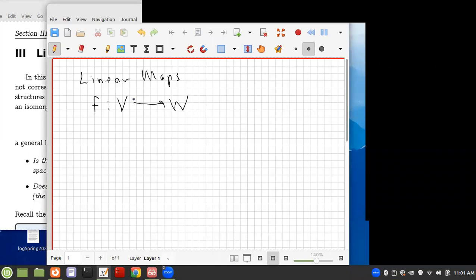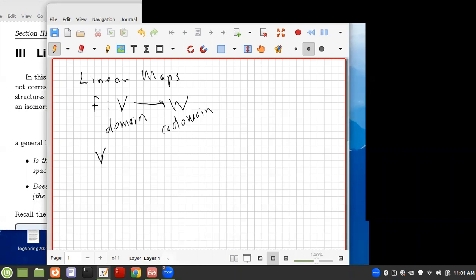Okay, so this first space V is called the domain. And the second space, W, is called the codomain. And so the action works like this.